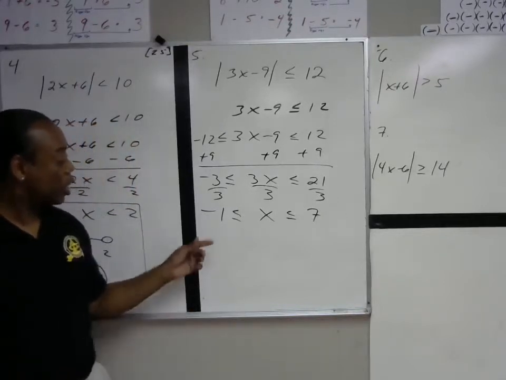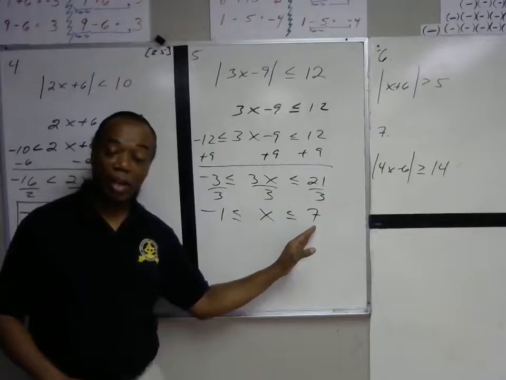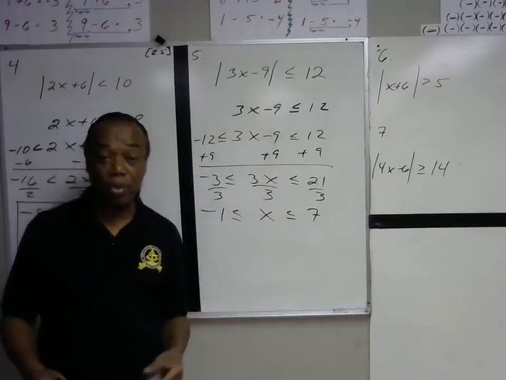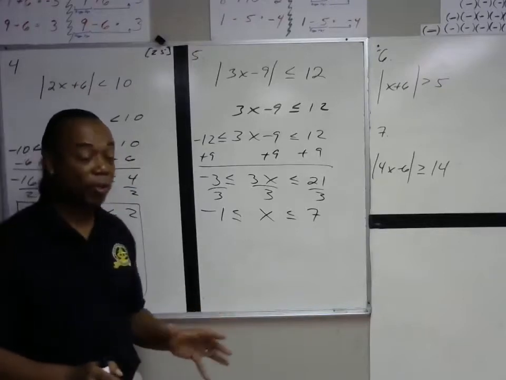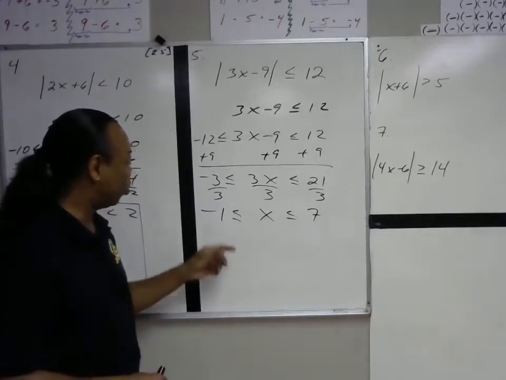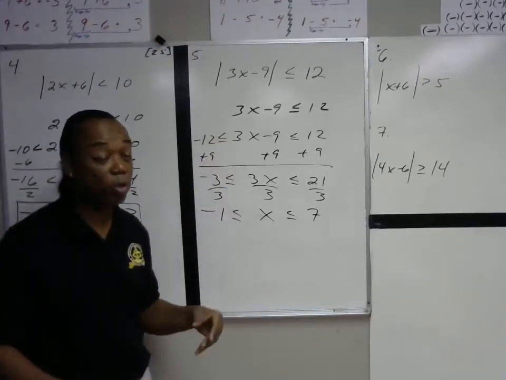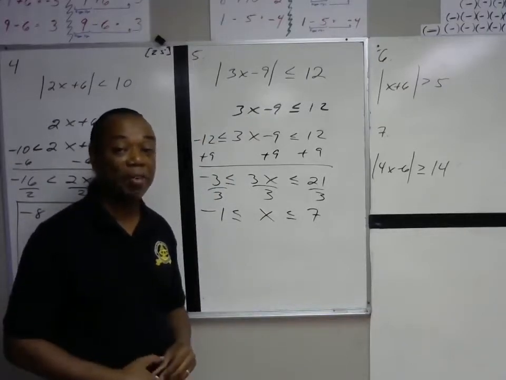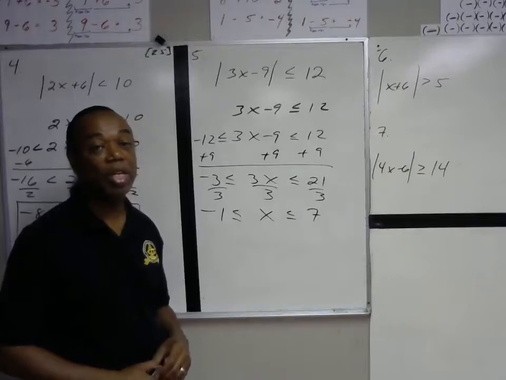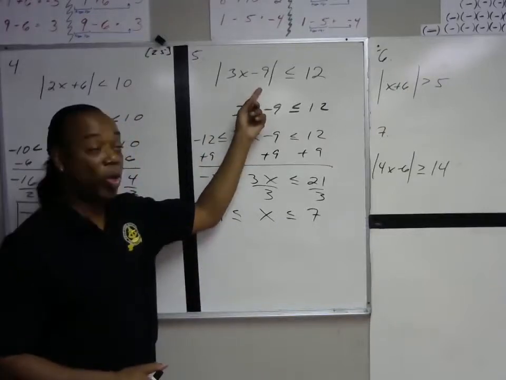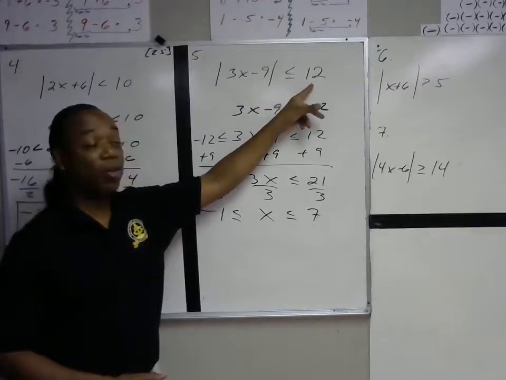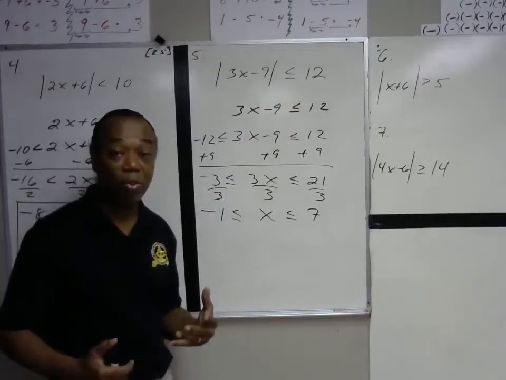So this means that we can use any number between negative 1 and 7, including negative 1 and 7, in the original problem to solve this. So let's just check that out. Let me put negative 1 in here and see if it works. 3 times negative 1 is negative 3. Negative 3 and negative 9 make negative 12. The absolute value of negative 12 is 12, and 12 is less than or equal to 12. So negative 1 actually works.